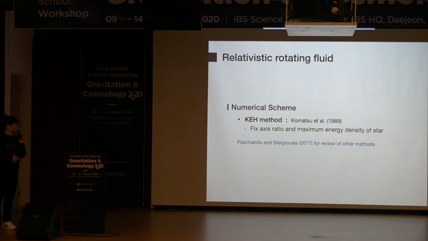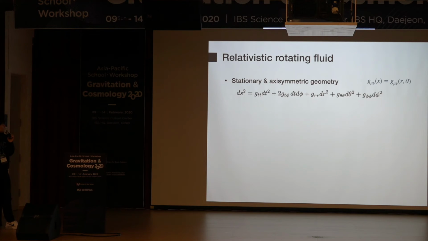One of them is called the KEH method, which is a novel numerical scheme to calculate the internal structure of rotating neutron stars. If you assume a stationary and axially symmetric metric, it is known that you can simplify the metric tensor into the following standard form.